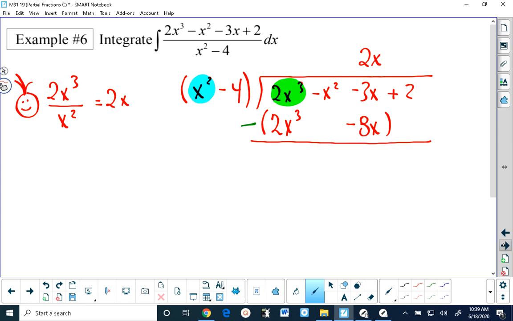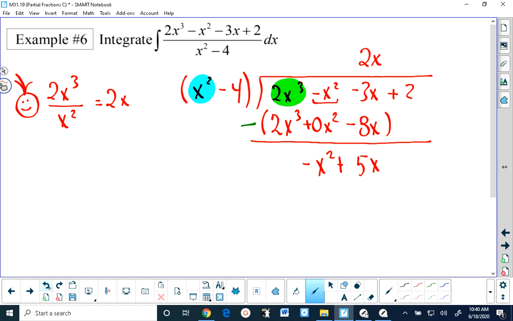So we have 2x cubed minus 2x cubed, which is nothing. We also have negative 3x minus negative 8x, which is 5x. But you can't forget about this negative x squared here. That's part of the subtraction as well. We have to take negative x squared and subtract 0x squared because the result of the multiplication didn't give us x squared. So we could write 0x squared, which means negative x squared minus 0x squared is negative x squared.